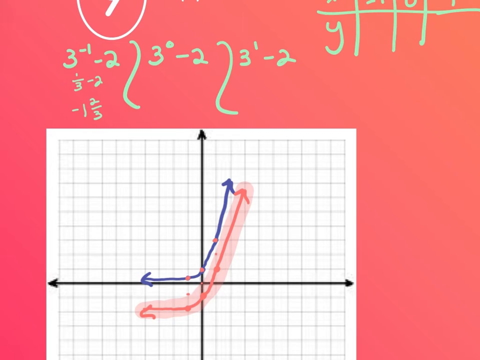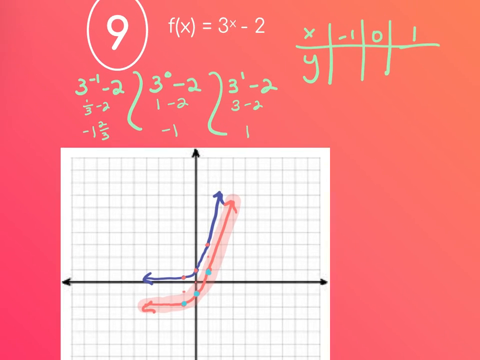3 to the 0, 1. Minus 2, -1. 3 to the first, 3. Minus 2, 1. And then I could have plotted those points. -1, -1 and 2/3, 0, -1, and 1, 1.